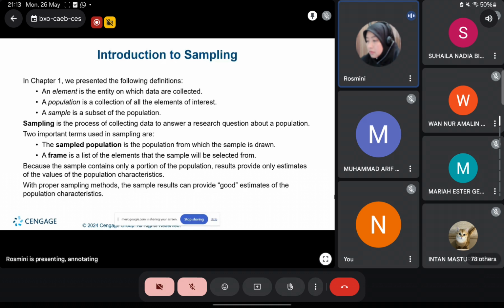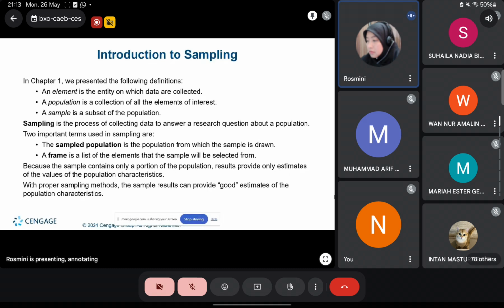So we have element, which is the entity on which data is collected. Population is the collection of all elements, and sample is a subset of the population. Sampling is the process of collecting data from the population. Okay, so terms, that's it.